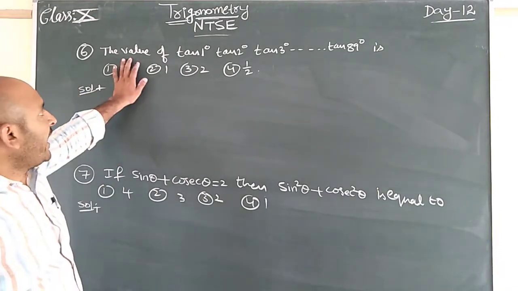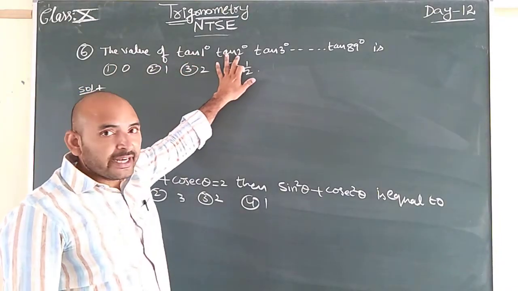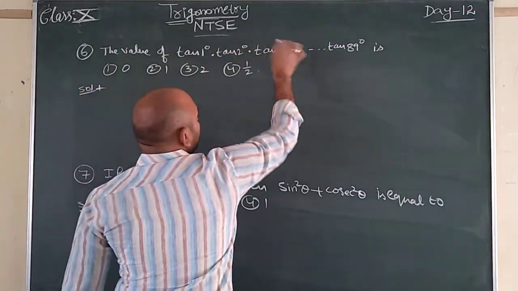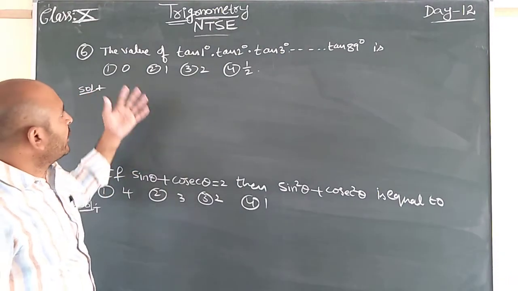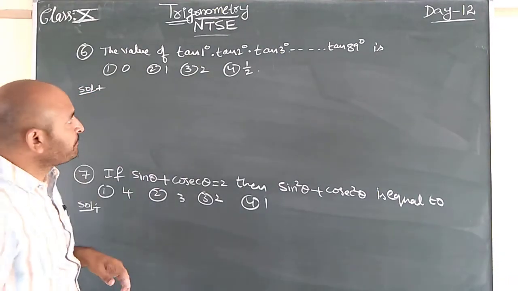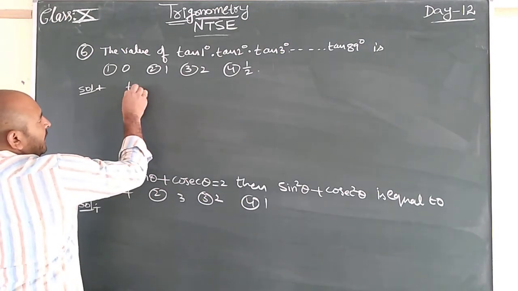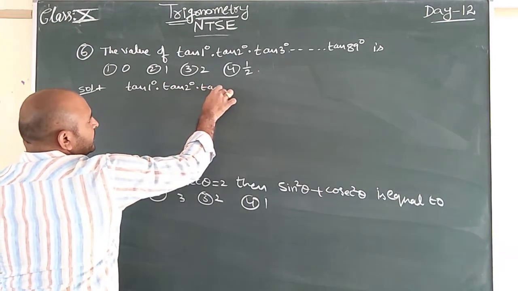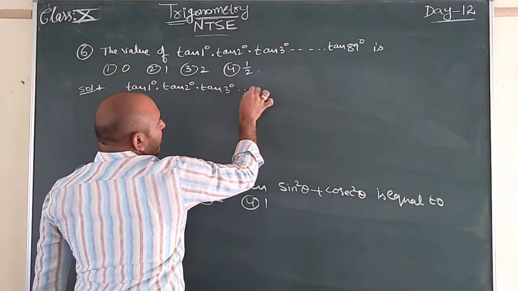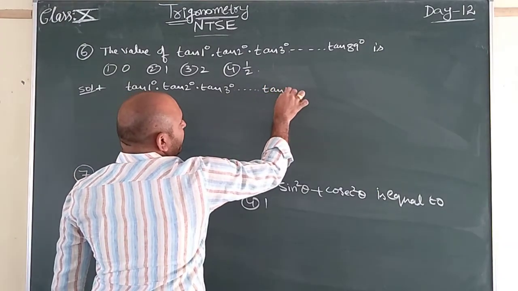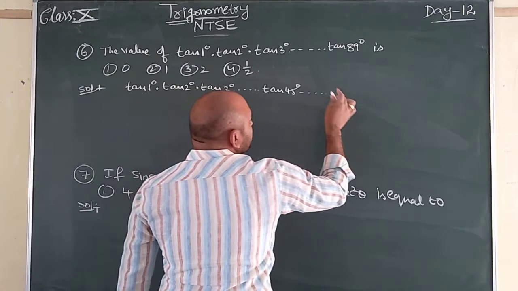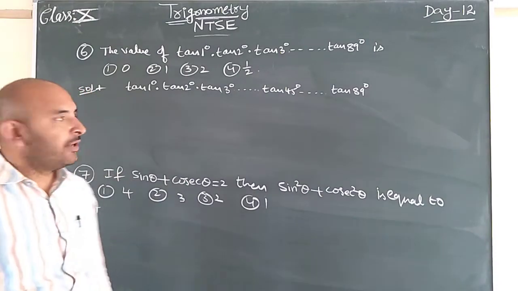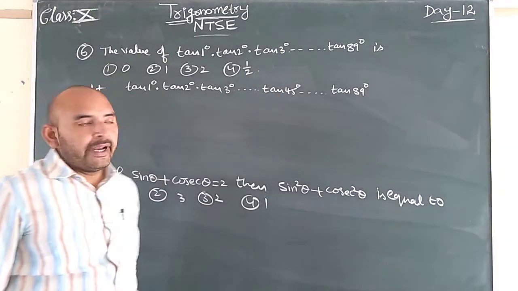Next problem. The value of tan 1 degree into tan 2 degree into tan 3 degree and so on up to tan 89 degree. So all the values are in a product. Then what is the value of the given expression? Tan 1 degree as it is, into tan 2 degree into tan 3 degree and so on. I can write tan 45 degree in the middle, with values 1 to 45 and 45 to 89 degree.